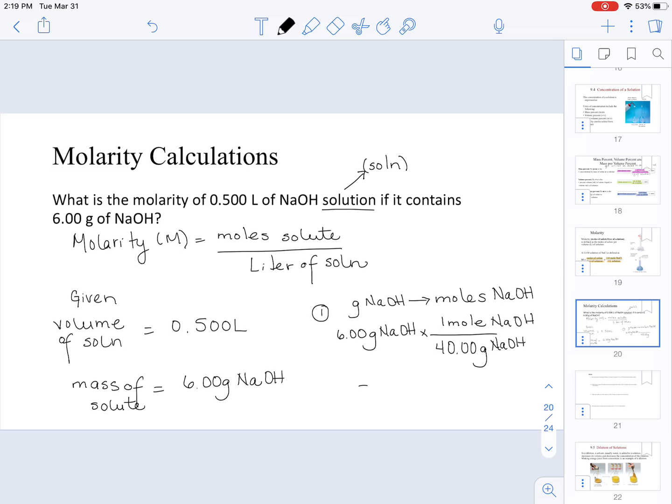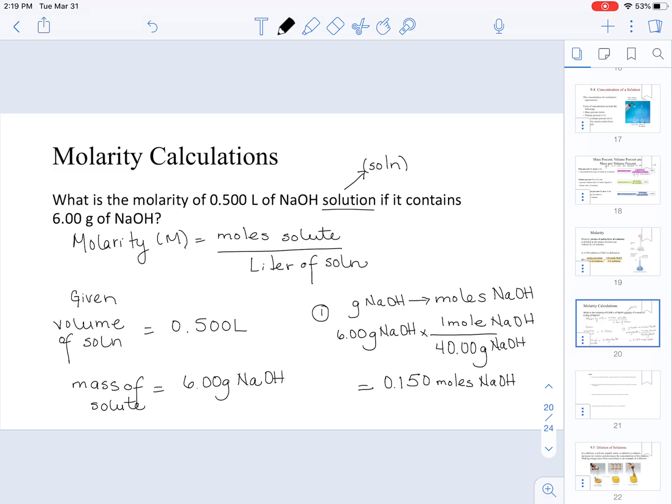So when we do that, we are going to take 6 divided by 40. That means that we have, in this instance, 0.15. And because we want to keep the same number of sig figs, we're going to add a 0 because there were 3 sig figs in the first amount. And this is moles of NaOH.